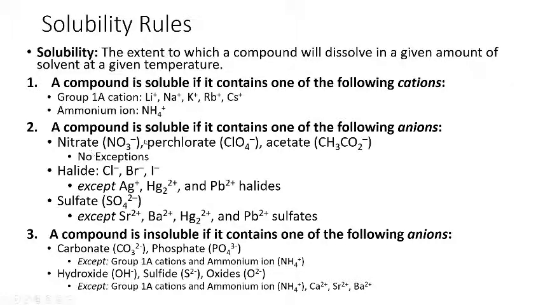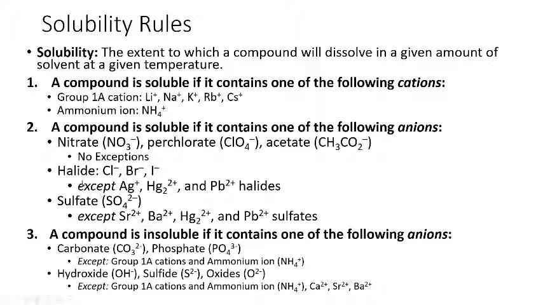Two, a compound is soluble if it contains one of the following anions. If it contains nitrate, perchlorate, or acetate, it will always be soluble, with no exceptions. All right, so nitrate, perchlorate, and acetate are always soluble.